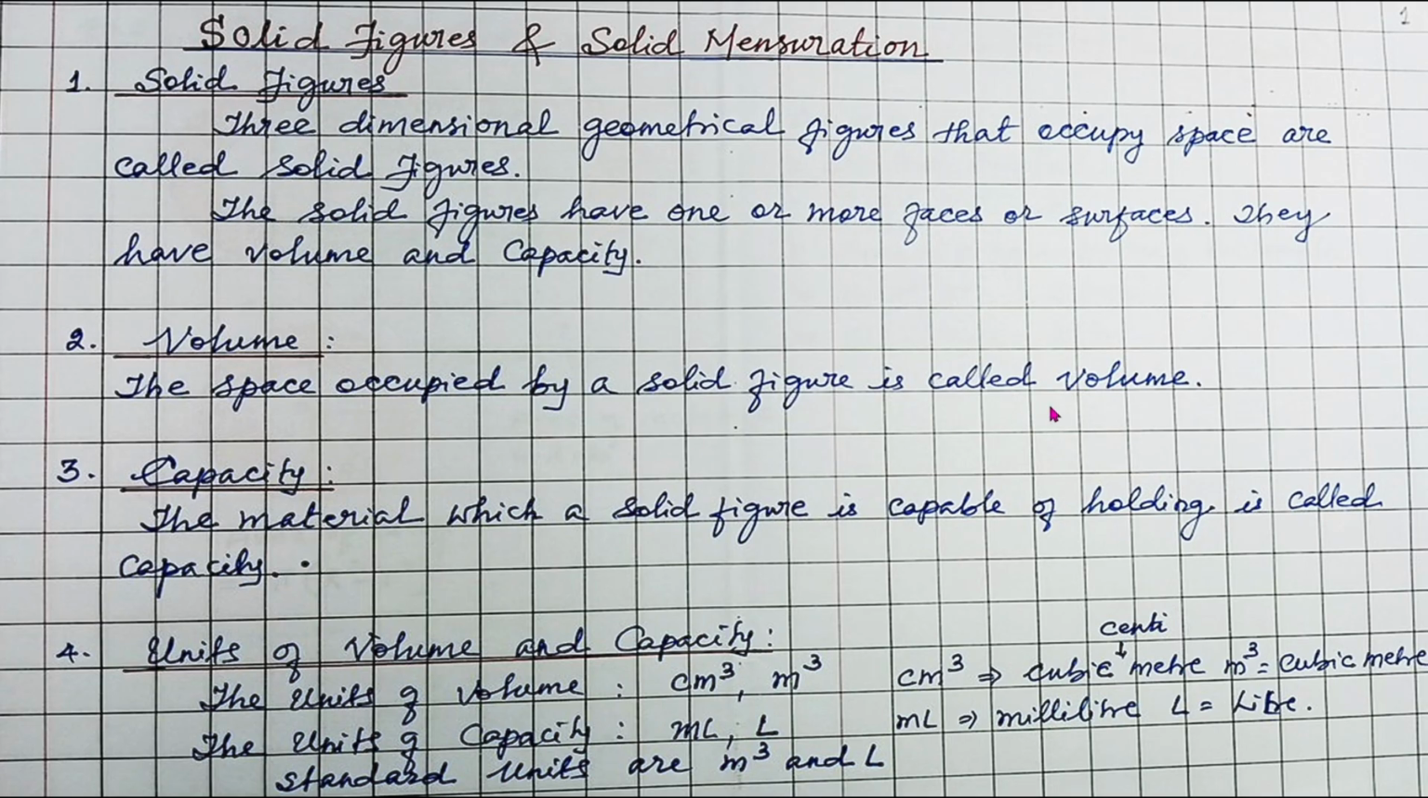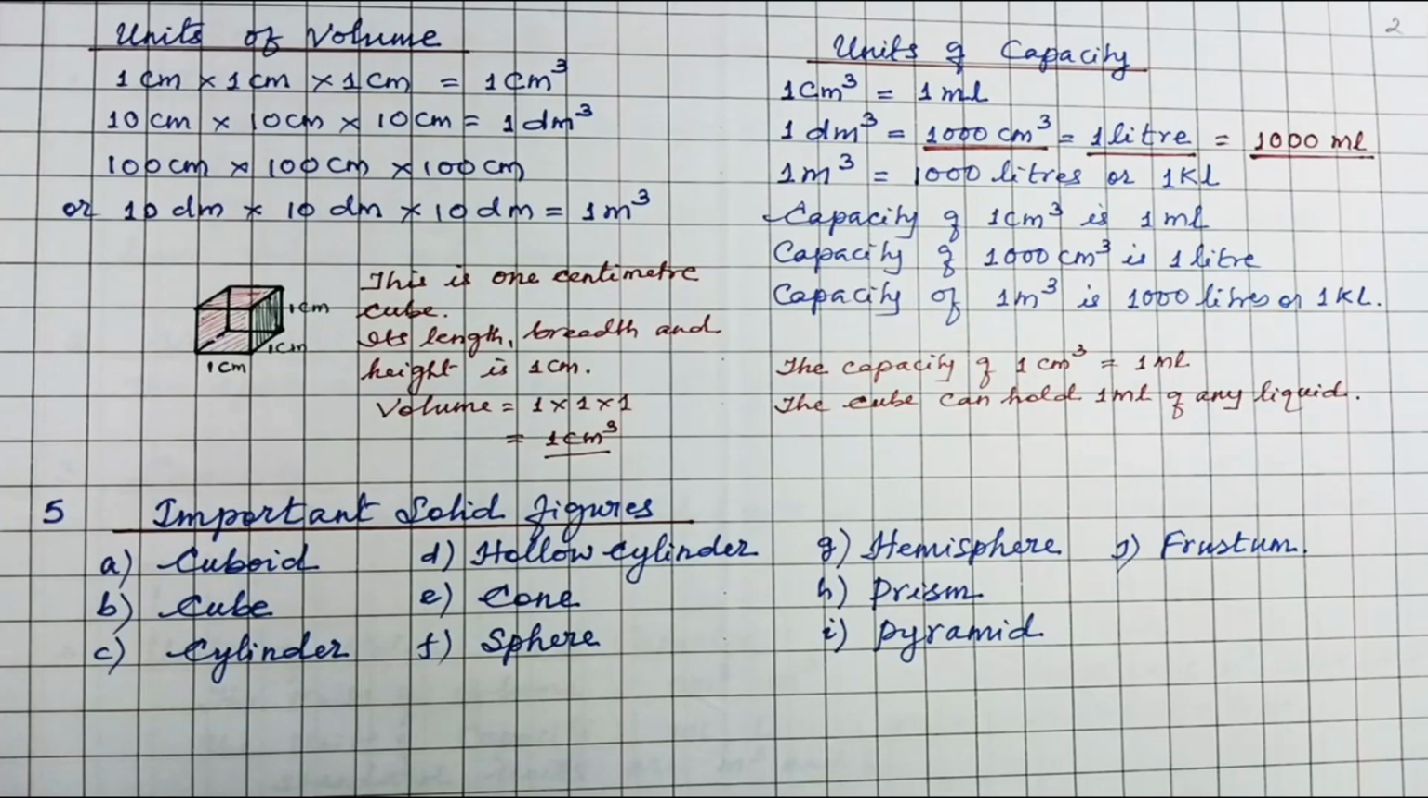Now, what is volume? The space occupied by a solid figure is known as its volume. The capacity is the material which a solid figure can hold. The units of volume are centimeter cube and meter cube. The units of capacity are milliliters and liters. Please remember that. The standard unit of volume is meter cube and of capacity is liters.